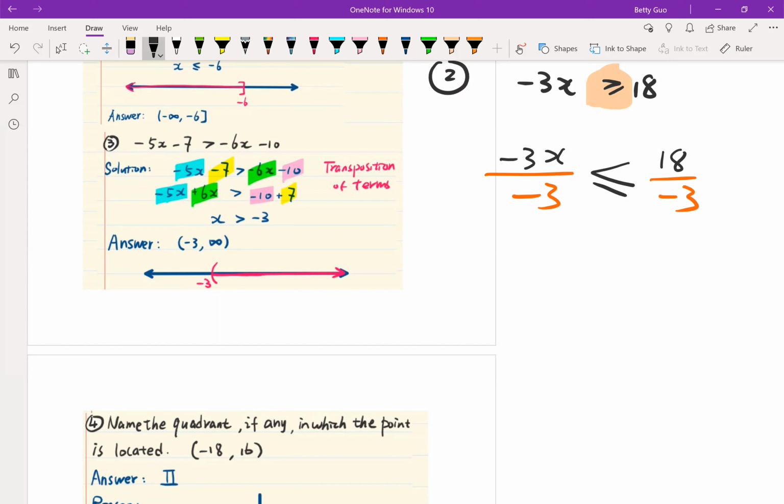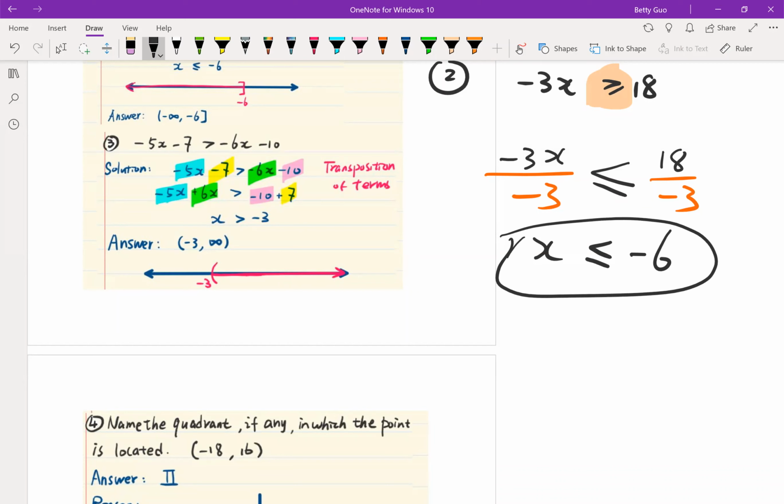All right, then on the left, -3 over -3 gives us 1. X is isolated, less than or equal to. On the right-hand side, what is 18 divided by -3? Positive divided by negative, we have a negative, right? Very good. So x is less than or equal to -6. This tells us the solution set of the original inequality includes all the real numbers no more than -6. Does that include -6 itself?